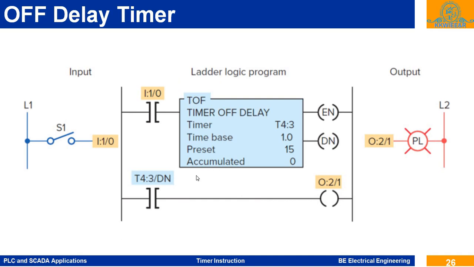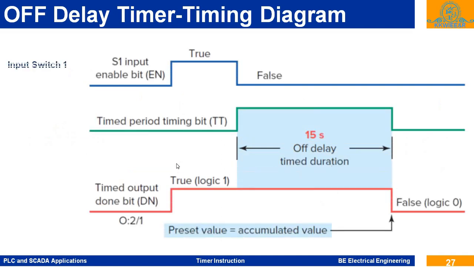So we'll start with the timing diagram. As we say, input switch: with this input switch, the enable bit is set or reset, so it is shown by a single timing diagram. For the TT bit, the green color is used. For the done bit, the red color is used. So when the switch is closed, it is true or set. At the same instant, the enable bit is also set. So the enable bit works with the input switch.